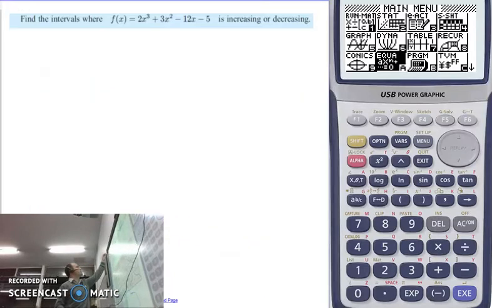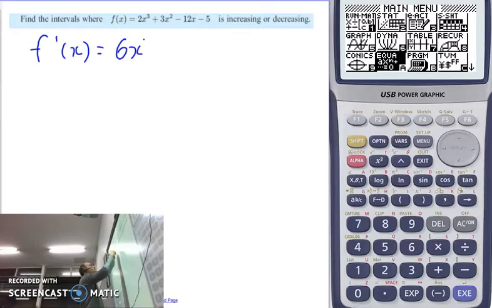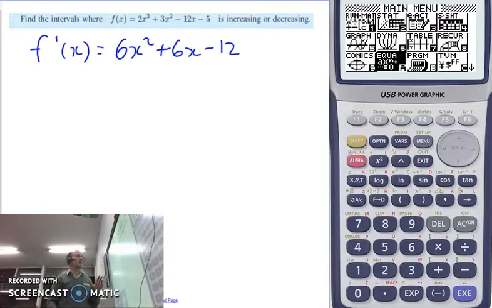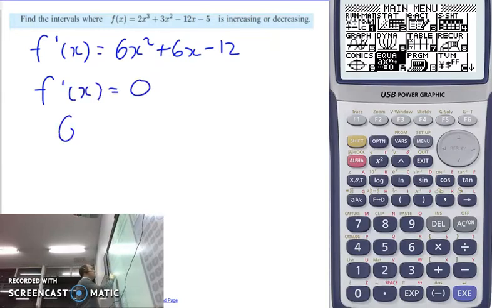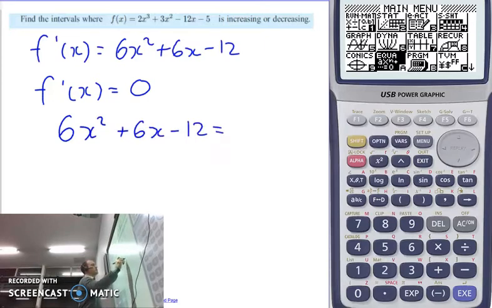So let's have a look at a couple of examples here. Find the intervals where f of x is increasing or decreasing. So firstly, I'm going to find f dash x, so it's going to be 6x squared plus 6x take 12. Now, I've got to find the points where this is equal to 0, because we know that these points are when f dash x is equal to 0. So 6x squared plus 6x take 12 is equal to 0.